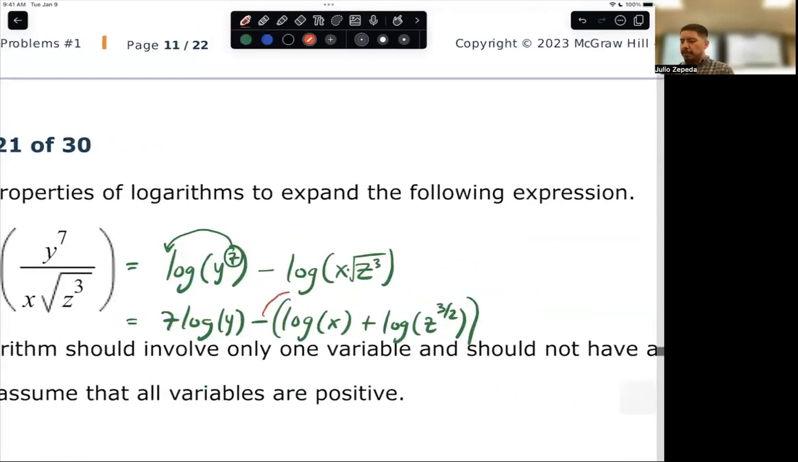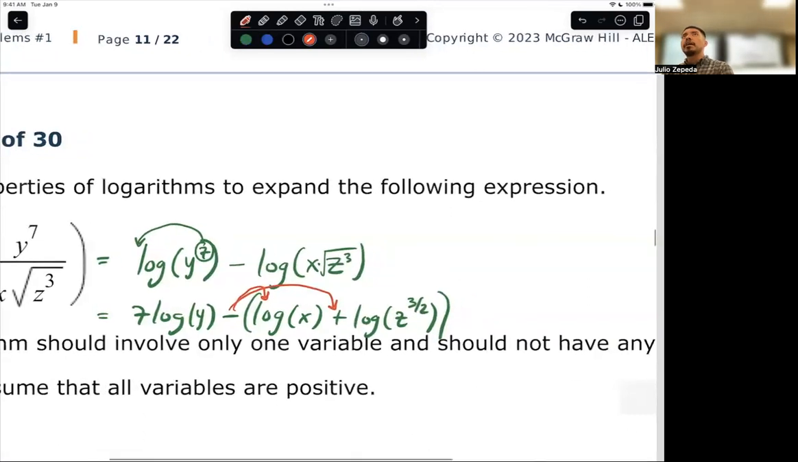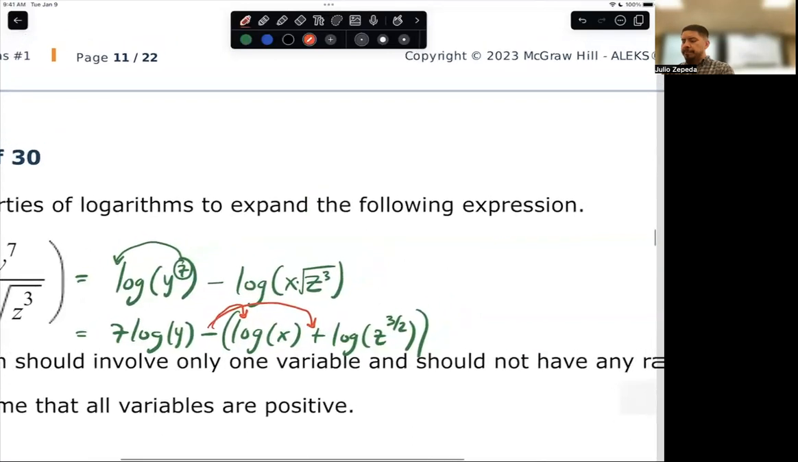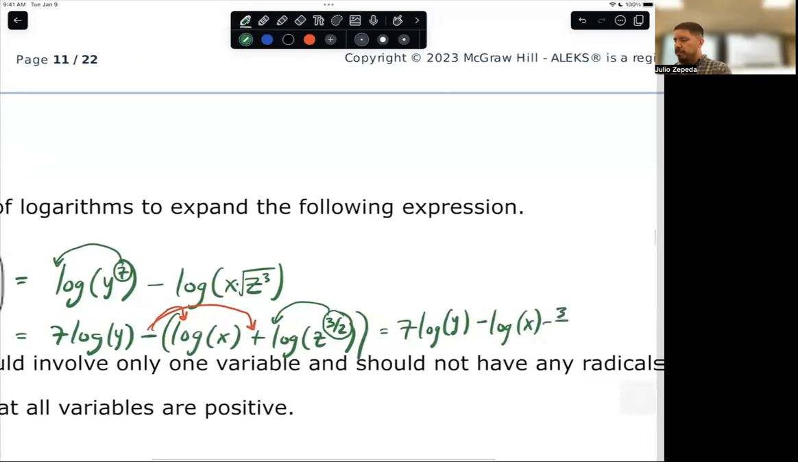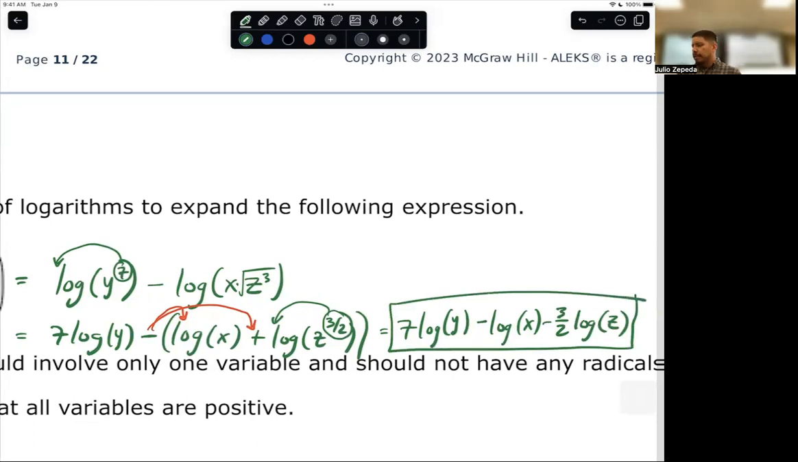This negative does apply to both of these logs, so we want to try not to forget that. A lot of times people will split up a log and only apply the negative to the first one. I'm subtracting both the log of x and the z. And then at the same time, we can put this 3/2 out in the front. And so our answer will be 7 log of y minus log x minus 3/2 log of z. That is our answer there.